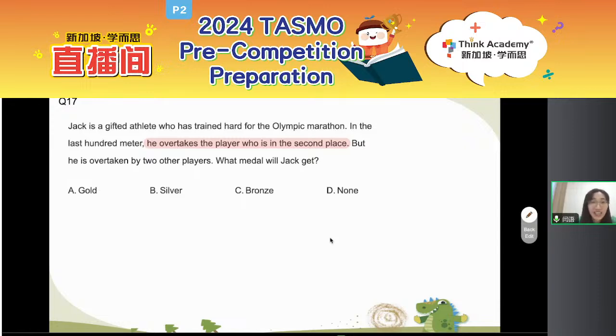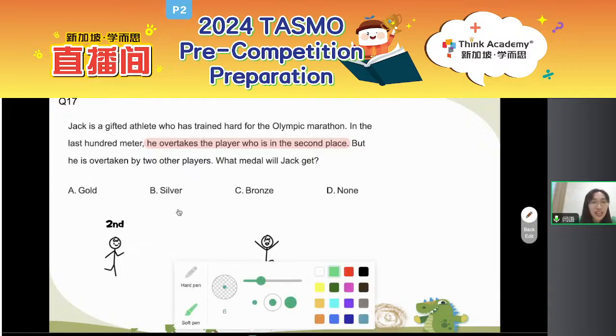So after he overtakes the player who is in the second place, is Jack the first one now? First one or second one? Think about it. After he overtakes the second one, actually, he will be the second one, right? Okay, so now I draw Jack here. Jack is the second one. That means actually there is one person in front of him, right? Okay, yeah. So after this, let's have a look.